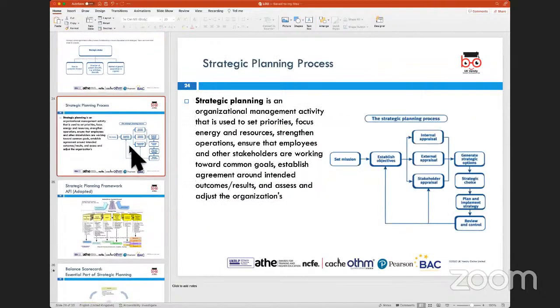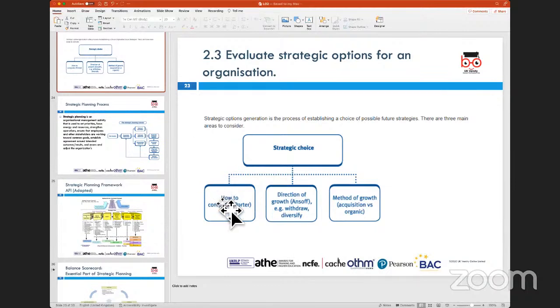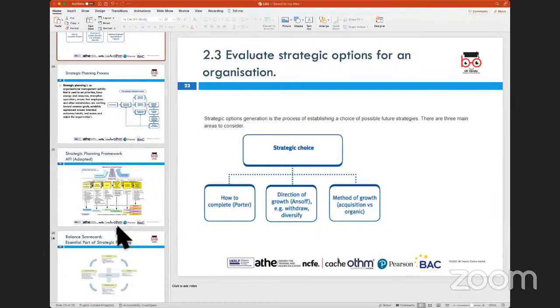Now, in this particular learning outcome, we have studied how to compete, which is the first learning outcome, focusing on Porter's 5 forces model, Porter's diamond matrix, and then looking at Porter's value chain. In the second learning outcome, part of it has been focused on diversification, product development, market penetration, and the Ansoff matrix strategy. The third one that we're going to be looking at primarily focuses on the planning side, which could be done through acquisition and organic growth.